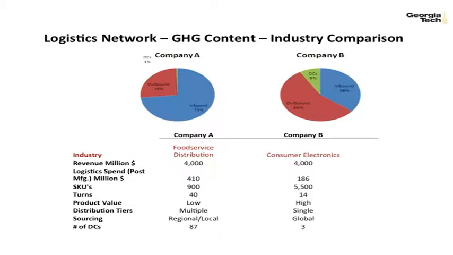In the food service distribution organization example, 73% of emissions are from inbound transportation, 26% from outbound, and 1% from the distribution centers. While with the consumer electronics company, 56% of the emissions were from outbound transportation, 8% from distribution centers, and 36% from inbound.